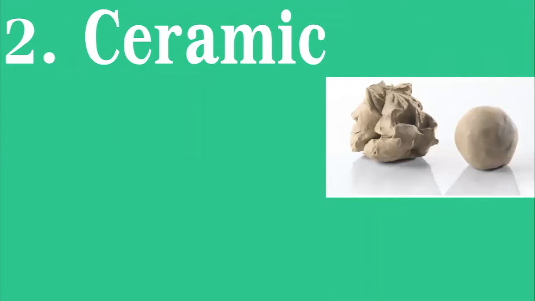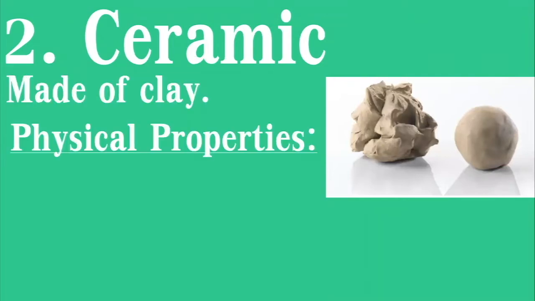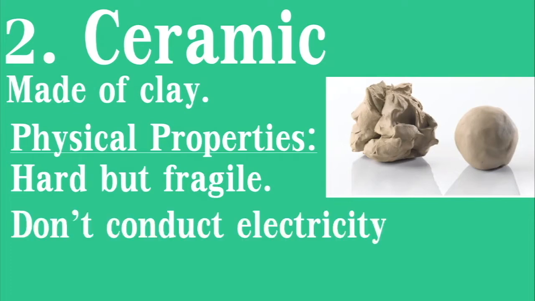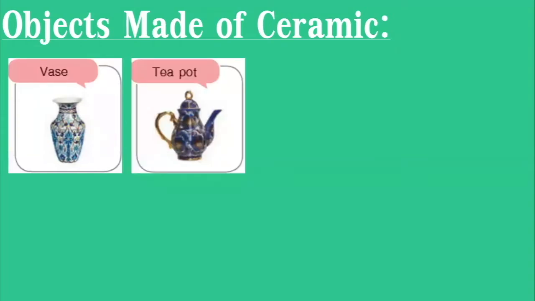Number two is ceramic. Okay, ceramic is made of clay. Physical properties of ceramic: it's hard but fragile. Okay, fragile. It's easy to break. Okay, and ceramic does not conduct electricity but conducts heat. Alright.